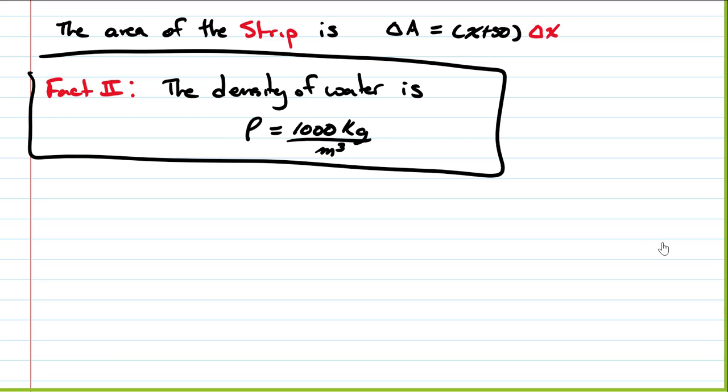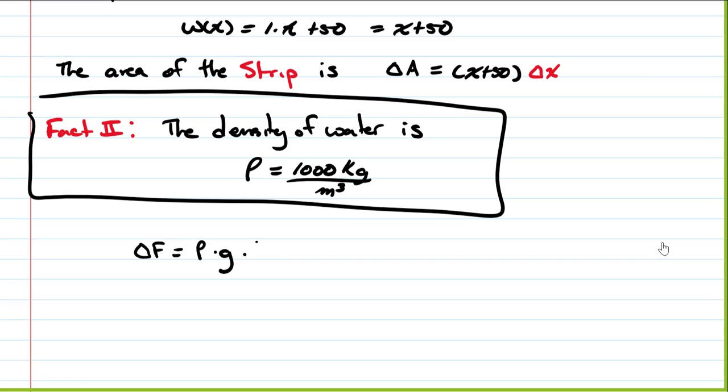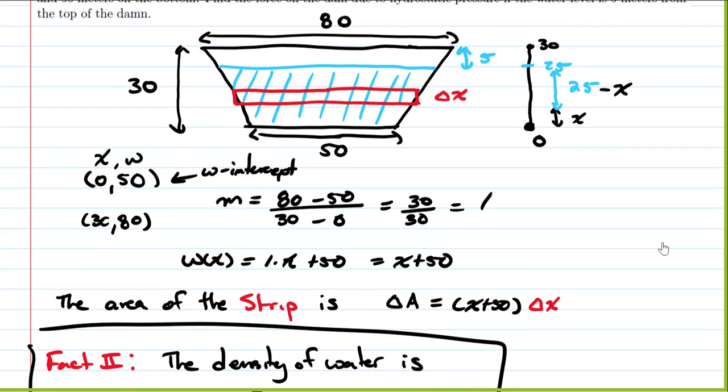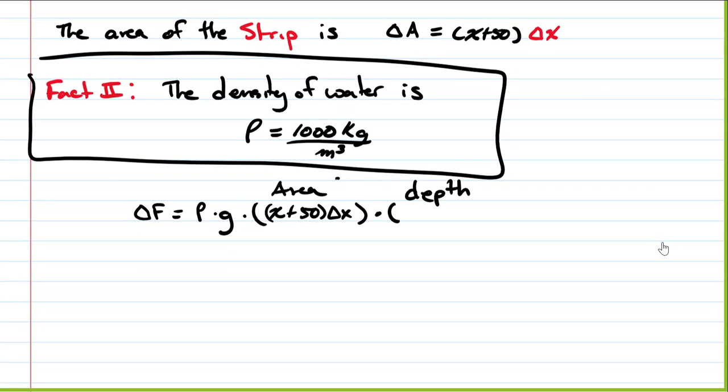So then, if we have our area of a strip, we can then figure out what our change in force is going to be. So the change in force is going to be equal to rho times g times our area times our depth. So our area is x plus 50 times delta x times the depth. Right? And we come back to our diagram, and what was the depth of the strip? 25 minus x, right? Because that's how far the strip was from the surface of the water. So then this is 25 take away x.